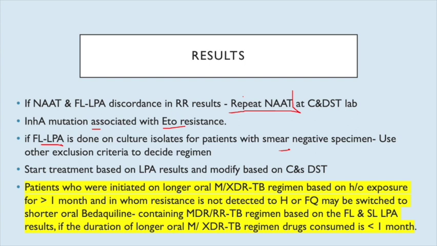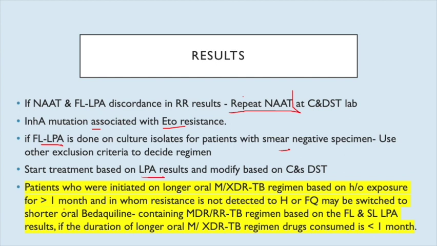use other exclusion criteria till the time LPA is available and decide the regimen, whether we can initiate a shorter regimen or not, because LPA will not be available to you in the first 3 days. So for all other patients, we start the treatment based on LPA and we modify later. Who are the patients who are outrightly excluded from a shorter regimen? Patients who had an exposure to second line agents for a month. Then we have to start a longer regimen.